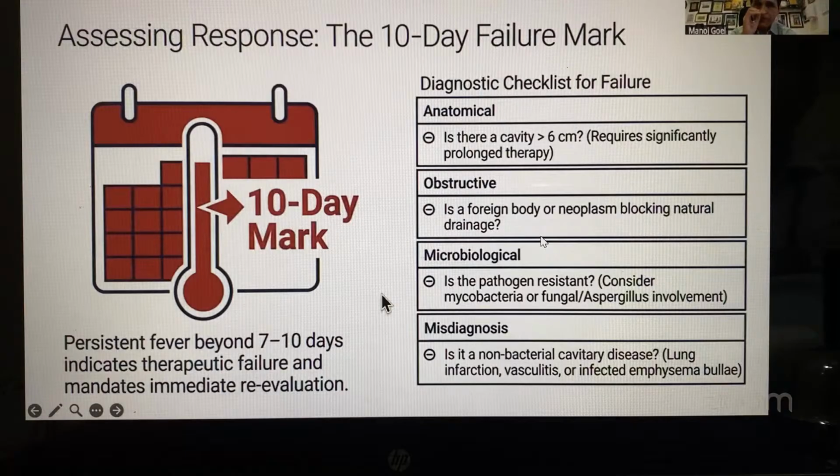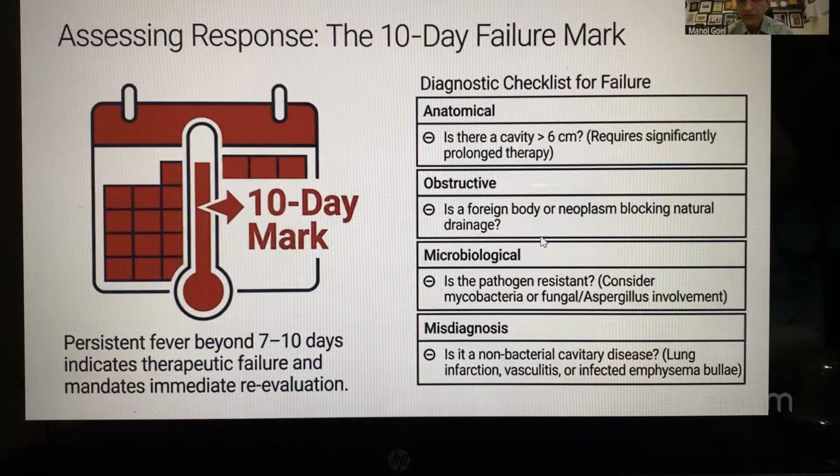If there is a persistent fever beyond 7 to 10 days, that indicates that possibly there is a therapeutic failure and it mandates immediate re-evaluation. And then we do a diagnostic checklist for the failure. It may be an inadvertent factor, like if there is a large cavity of more than 6 centimeters, then we know these patients would generally require a prolonged therapy. There could be obstructive factors like a foreign body or neoplasm which may be blocking the natural drainage in this patient. In these cases, therefore, bronchoscopy becomes mandatory.